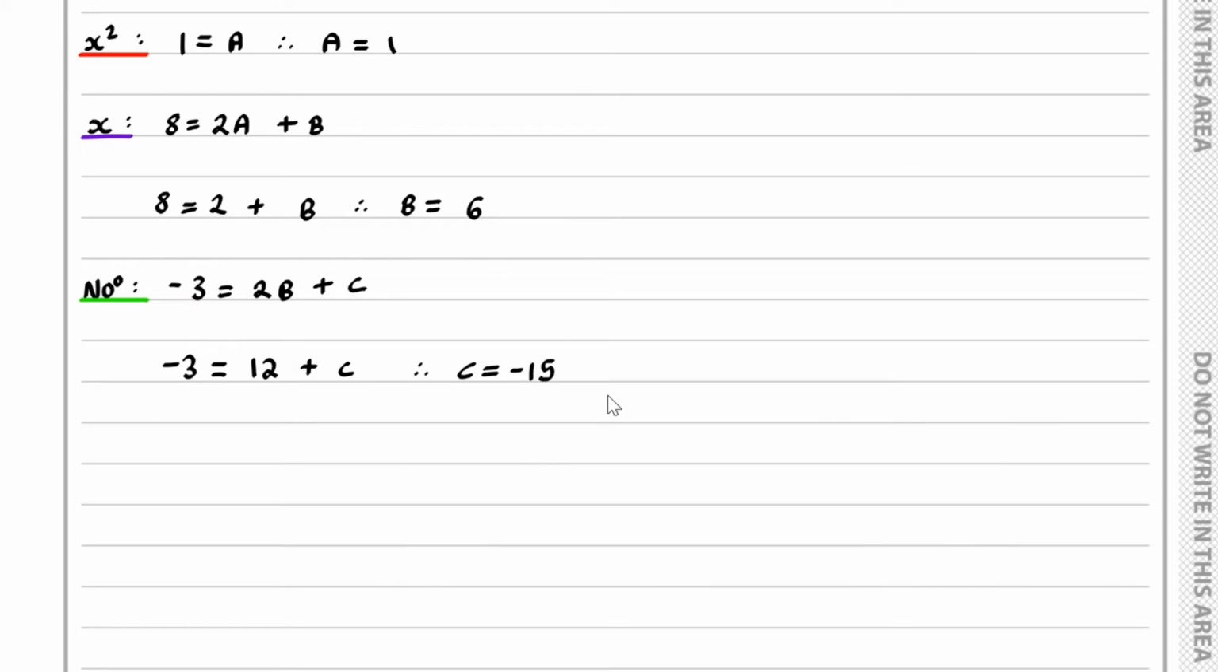Knowing the values of a, b and c, we can therefore conclude x squared plus 8x minus 3 divided by x plus 2 is equivalent to x plus 6 minus 15 over x plus 2.